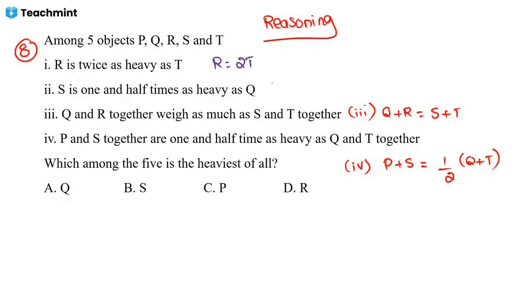Some of you are solving. I'll wait for a couple of minutes. 1.5 times means 3 by 2. I'm just writing the equation here. 3 by 2, 1.5 times, 3 by 2. Somebody mentioned option D. Somebody mentioned option B. Which one sounds good? We'll see. Q and R together is equal to S and T.